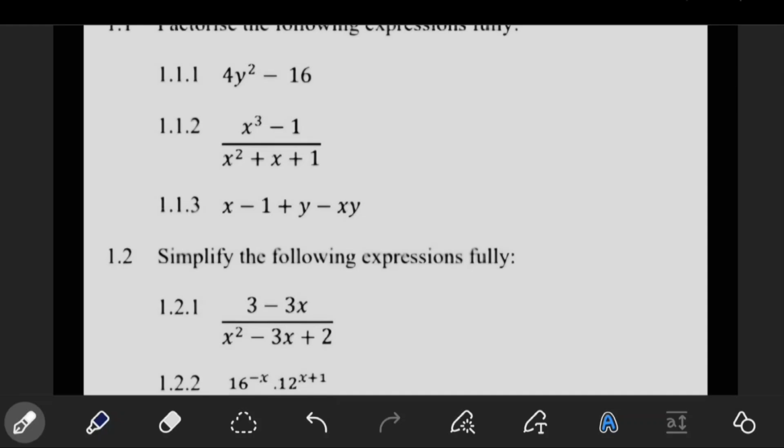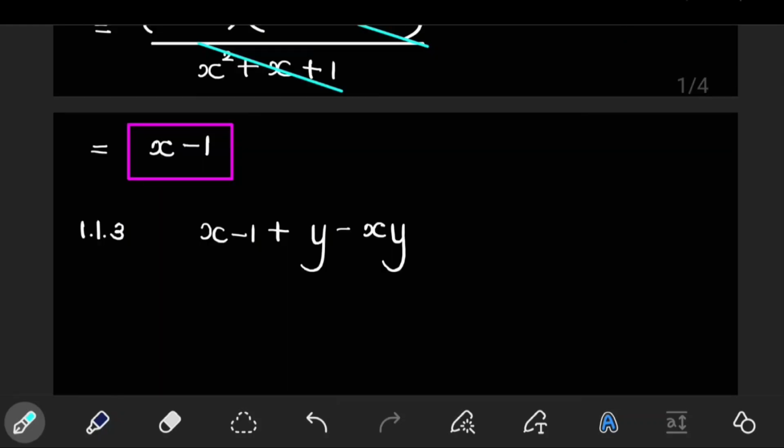Now, for 1.1.3, we have x minus 1 plus y minus xy. Whenever you have 4 terms, immediately you should think about factorizing by grouping. So that's what we're going to apply here. So here's how factorizing by grouping works. We start off by grouping our terms as 2 terms and another 2 terms. And from here, we factorize each bracket. Now, since there isn't anything common in the first bracket, I'm going to leave it as is, x minus 1.